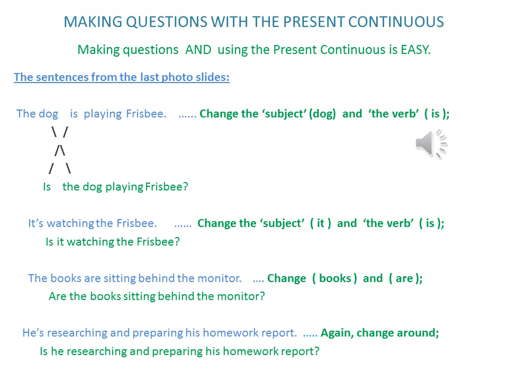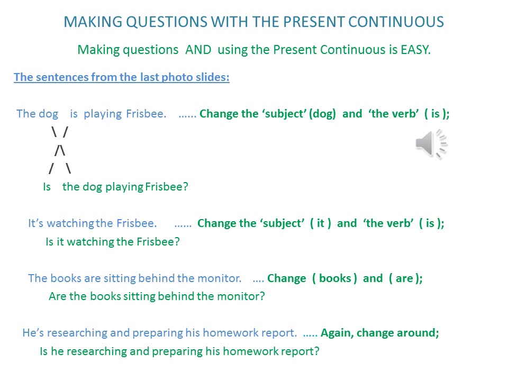Again, the sentence: the dog is playing frisbee. The question: is the dog playing frisbee? Next, it's watching the frisbee. Change the subject, it, and the verb, is. Is it watching the frisbee? In both the sentence and the question, it's using watching the frisbee.